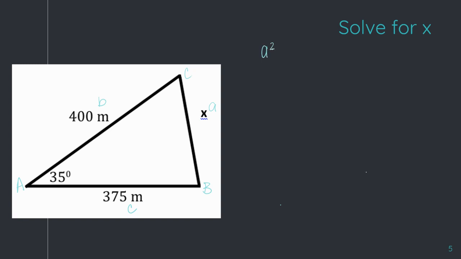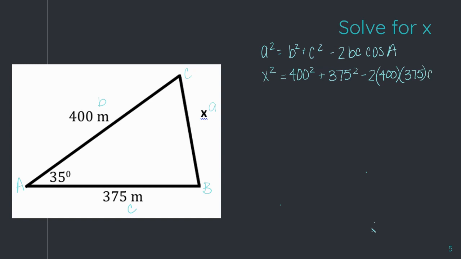My formula is A squared equals B squared plus C squared minus 2BC times cosine of angle A. Now I'm just going to plug everything into its appropriate spots. A is X, so we have X squared. B is 400, so 400 squared. C is 375, so 375 squared, minus 2 times 400 times 375 times the cosine of 35. So all I did was plug everything into its respective position in the formula.